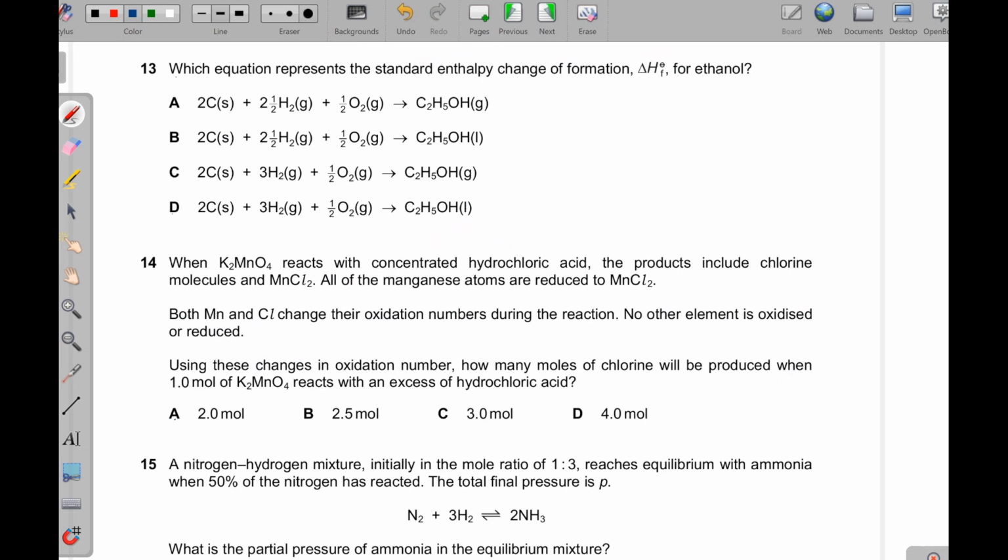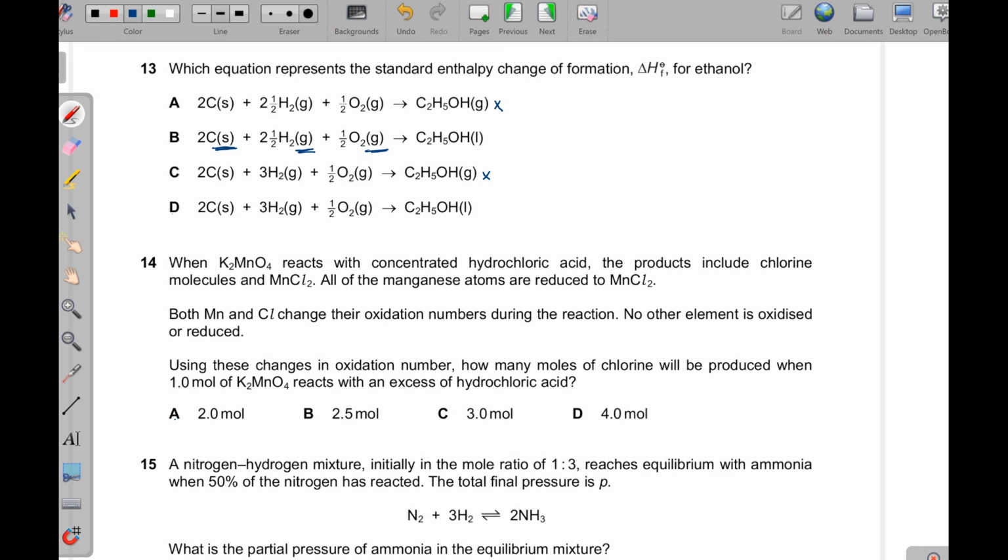That's why our answer is B. Question 13. Which equation represents the standard enthalpy change of formation for ethanol? For standard enthalpy change of formation, we look at 1 mole of a compound formed from its elements under standard states. Ethanol is a liquid at room temperature, so wherever there is a gas, we put that one off. Then it is formed from carbon, hydrogen, and oxygen. We can see carbon, which is a solid, hydrogen, and oxygen, all in their standard states.